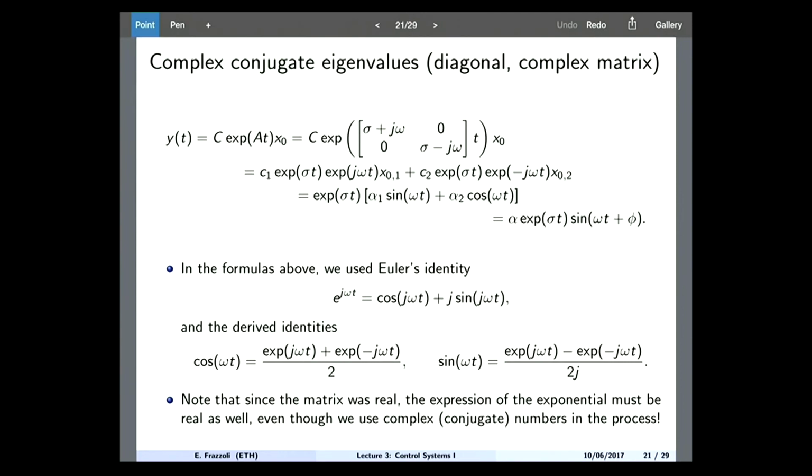Since I know that these two eigenvalues need to be complex conjugate, then I know that one of these entries will be sigma plus j omega. j is the imaginary unit. j is the square root of -1, right?